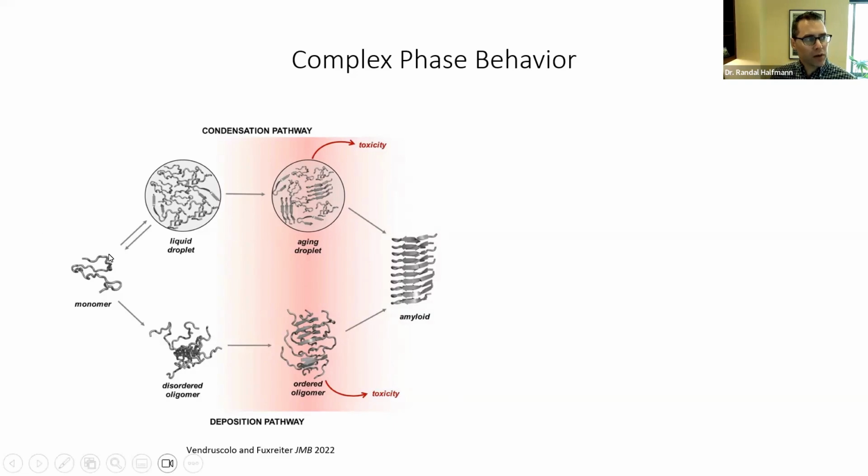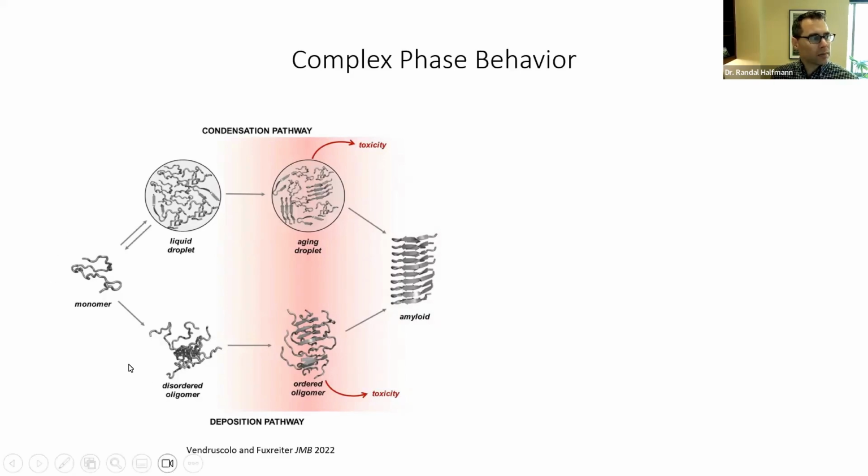Now, you can also have an ordering transition where proteins, either in a soluble state or in a liquid state, can become highly ordered. So they can acquire crystalline order in 1, 2, or 3 dimensions. And that will most often manifest as an amyloid. And that's really the major interest in my lab, is understanding that transition.